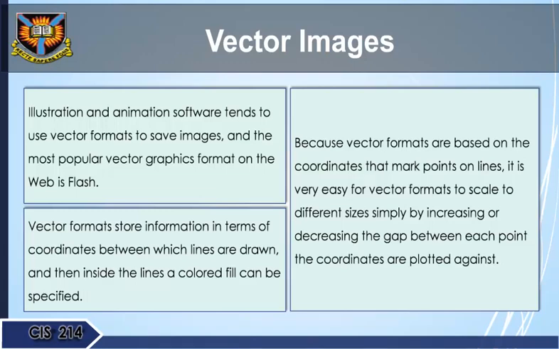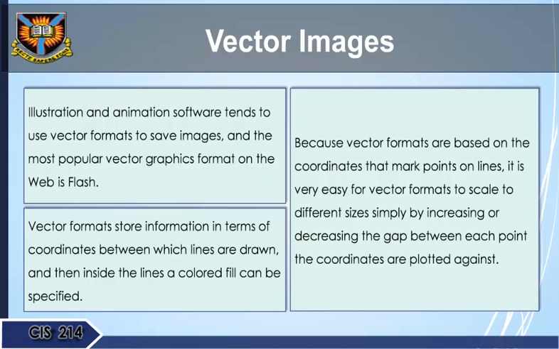Vector images. Illustration and animation software tend to use vector format to save images, and the most popular vector graphics format on the web is Flash. Vector format stores information in terms of coordinates between which lines are drawn, and then inside the lines a colored field can be specified. Because vector formats are based on the coordinates that mark points on lines, it is very easy for vector format to scale to different sizes simply by increasing or decreasing the gap between each point the coordinates are plotted against.